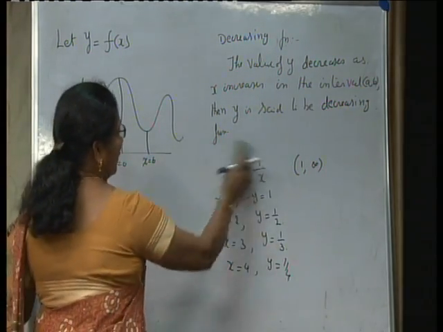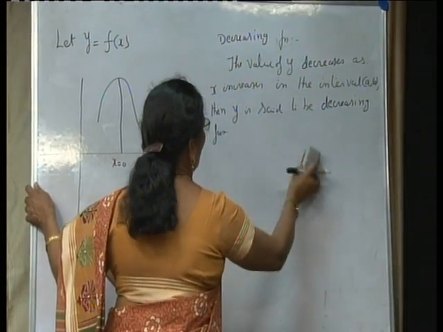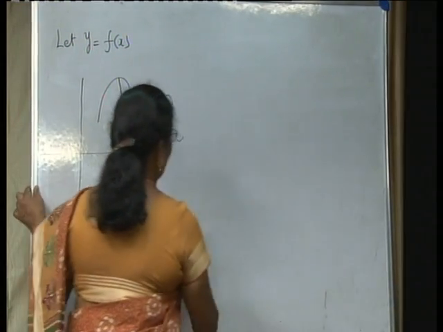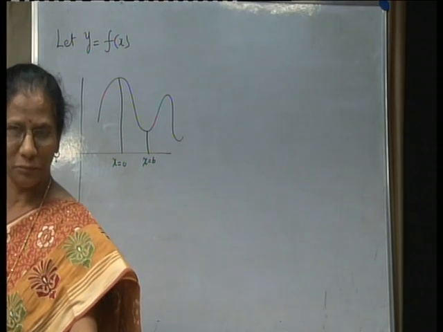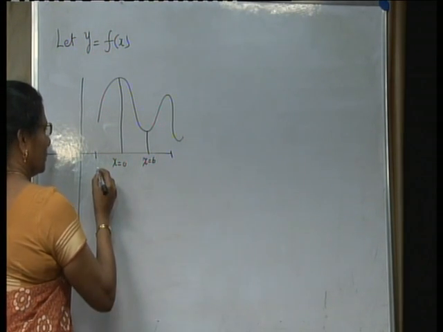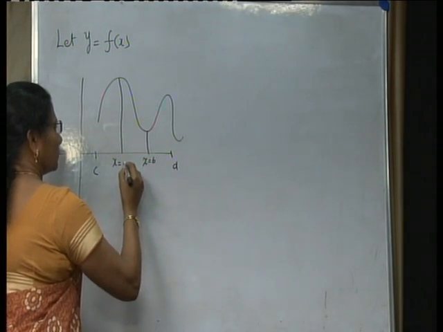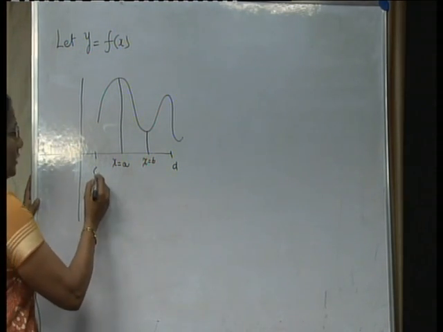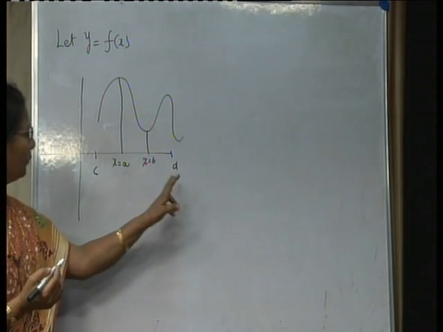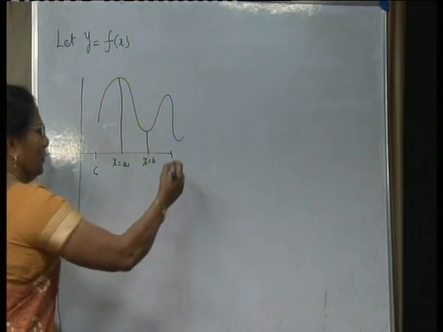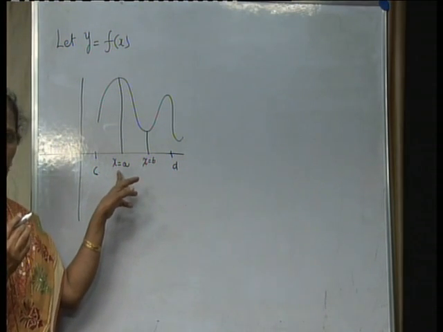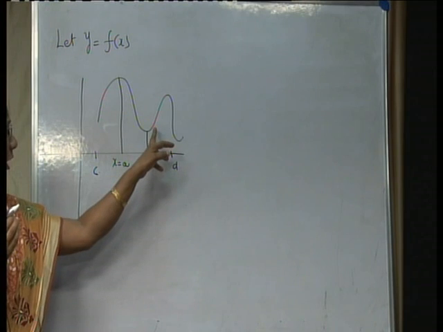So next we can go to the point at which the value of y is maximum and the value of y is minimum. You take the interval from here to here, CD. In this interval the maximum value of y is this. In this interval the minimum value of y is from here to here. So the maximum value of y is at x is equal to a, and the minimum value of y is at x is equal to b.